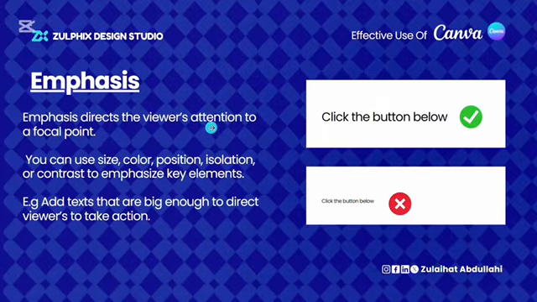And we have emphasis. Emphasis directs the viewer's attention to a focal point. You can use size, color, position, isolation, or contrast to emphasize key elements. For example, add text that is big enough to direct viewers to take action, like here, "click the button below." It's bigger than this one. In fact, if you had to use this one, the viewers would miss out on what action to take. So you need a call to action that is big, so that the viewers will easily see it.